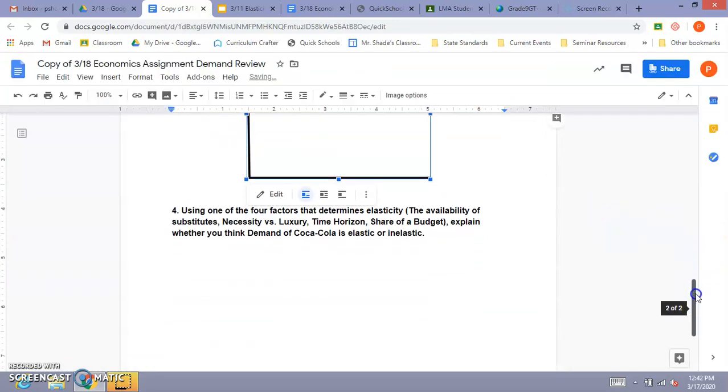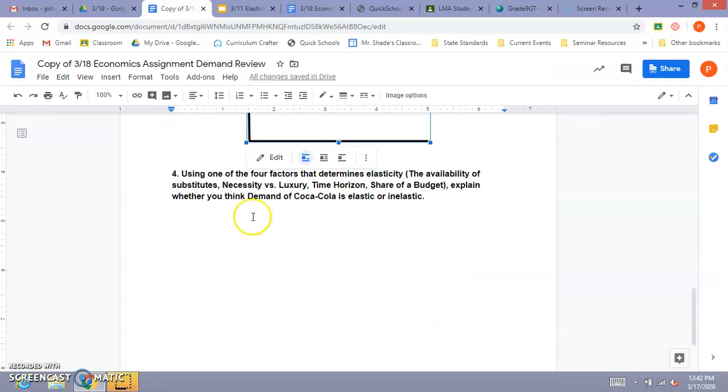And then the very last thing that you need to do is you need to determine whether or not the demand for Coca-Cola is elastic or inelastic. Remember, elastic means if there's a small change in price, then the demand is greatly affected. Even a $1 increase is really going to affect the demand. If demand is inelastic, that means a small change in price is not going to affect the demand that much.